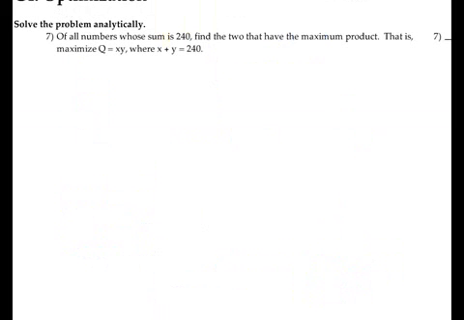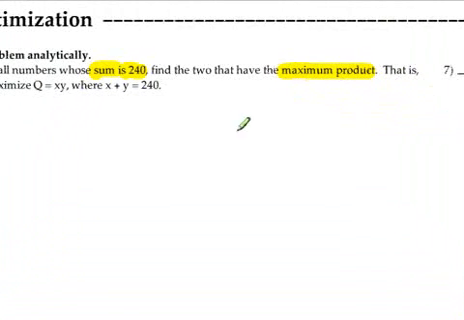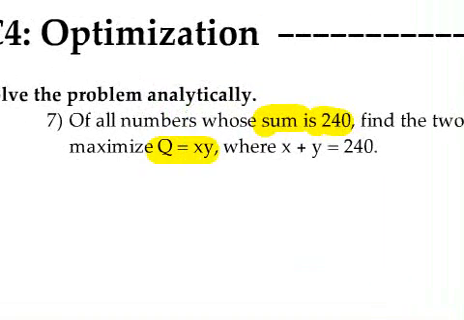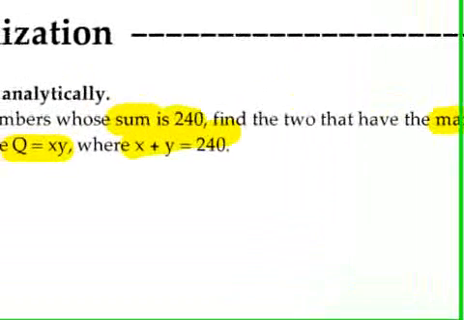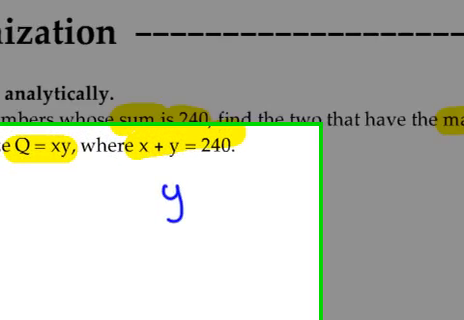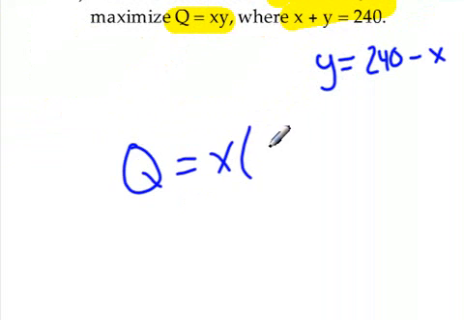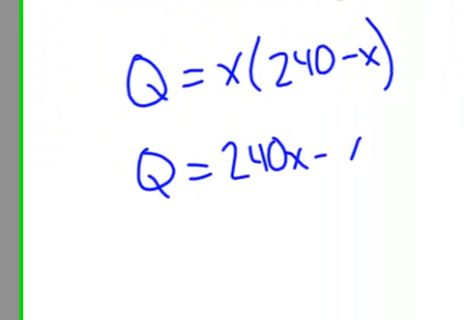Number 7 says of all the numbers whose sum is 240, we need to find the two that have a maximum product. And then they really give us a lot of help here. They say maximize Q equals xy where x plus y equals 240. Well, if x plus y equals 240, then y equals 240 minus x. So Q would equal x times (240 minus x), which is the same thing as 240x minus x squared.